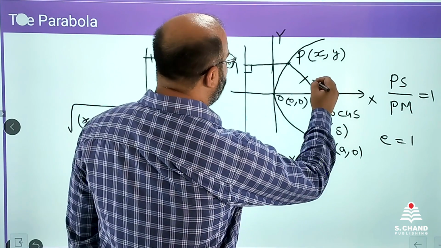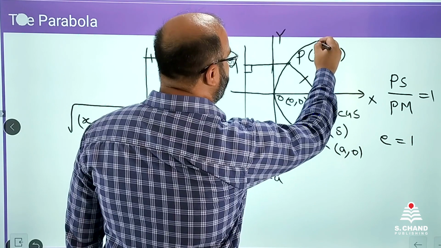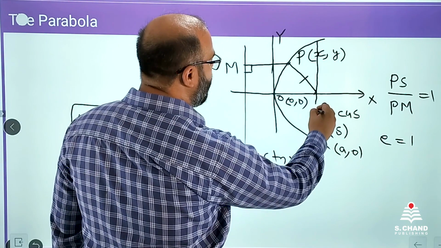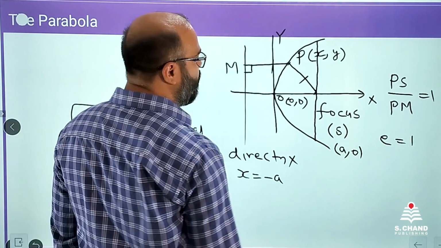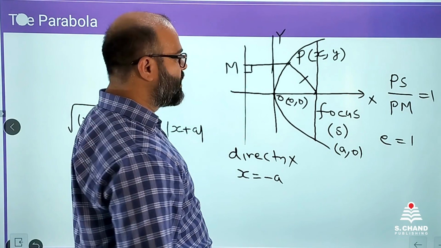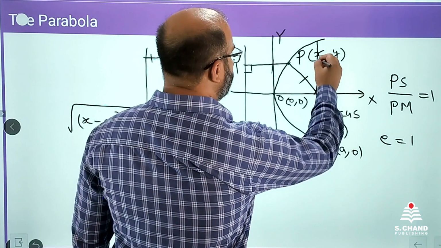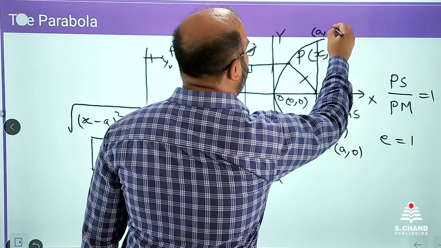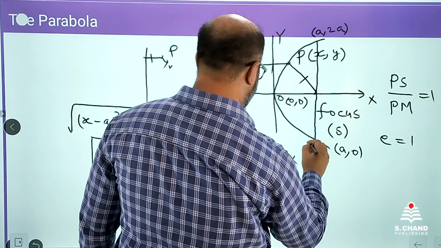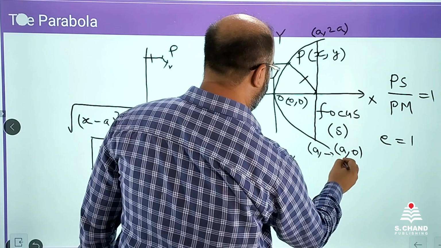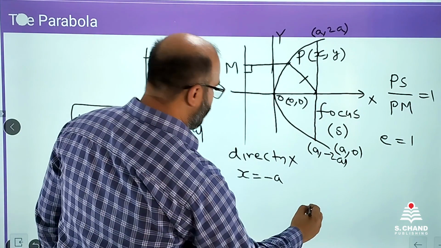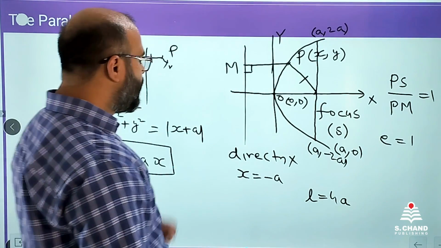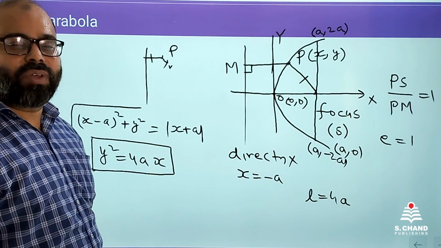And there is another term which is called latus rectum. A line or a chord which is perpendicular to the axis of the parabola, which is the x-axis here, is called the latus rectum, and this is actually cutting the parabola at 2 points. One point is a comma 2a, another point is a comma minus 2a. So the length of this latus rectum is equal to 4a. So these are the main basic terms which we have.